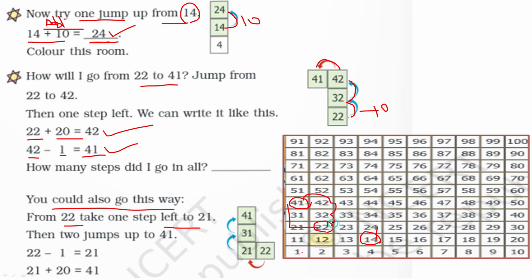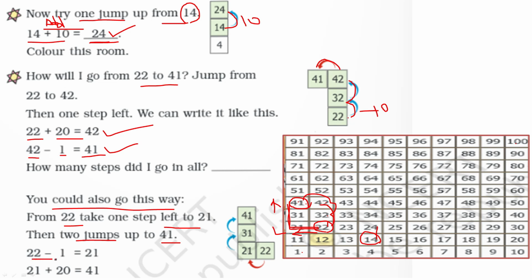You can go either this way or which one is the easiest way? Shortcut. The shortcut is from 22 to 21, then 31, then 41. Like that. So from 22, take one step left. First left, here we are going. This is left, then up. Then two jumps up to reach 41.